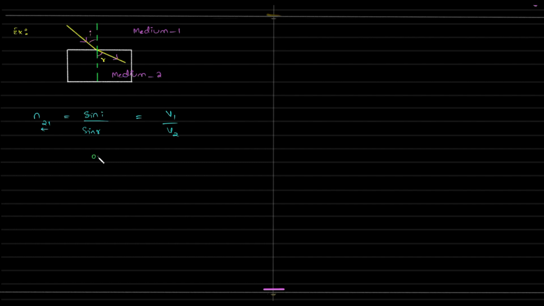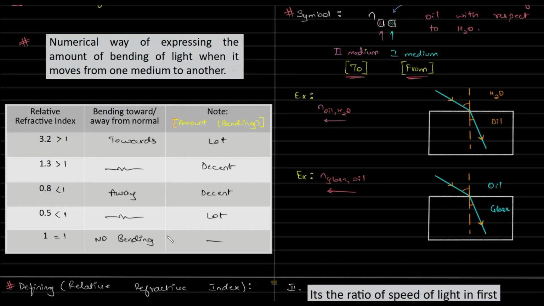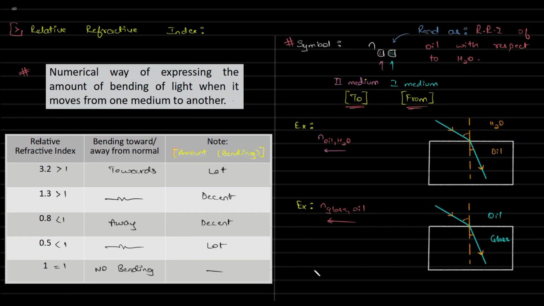People who would like to write in another way can do so in this manner. The relative refractive index of medium 2, comma, medium 1, with respect to medium 1, is equal to sine of I by sine of R, is equal to the speed of light in medium 1 divided by the speed of light in medium 2. All this is one and the same. You need not worry. Everything is right. It's left to you what kind of representation you want to have. Don't be scared. It's just a representation.